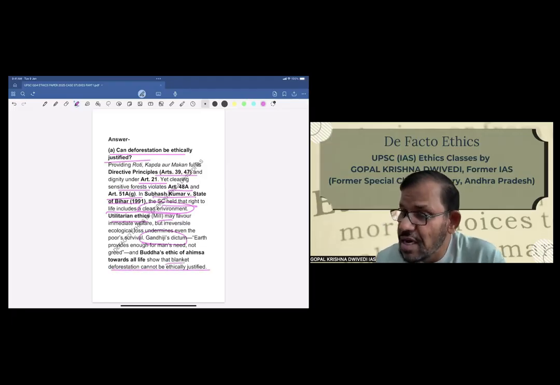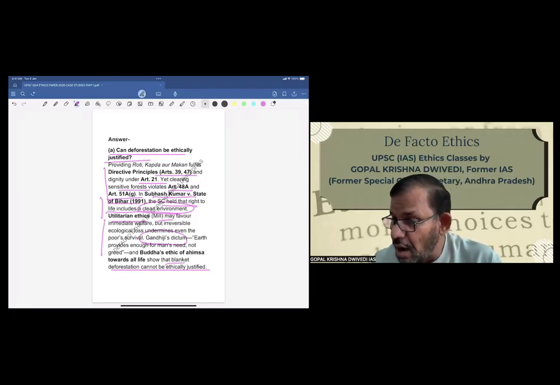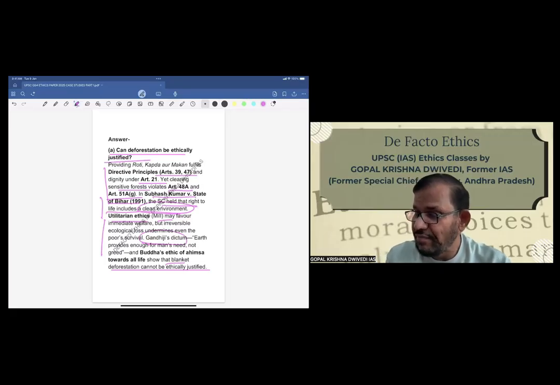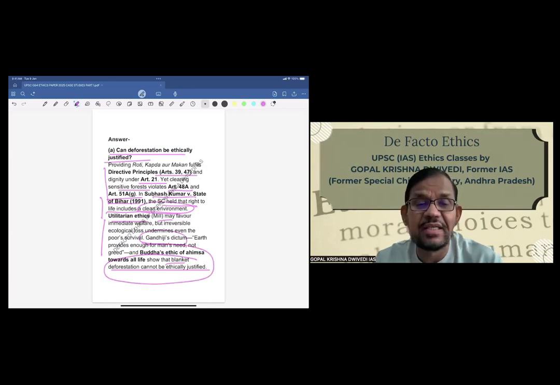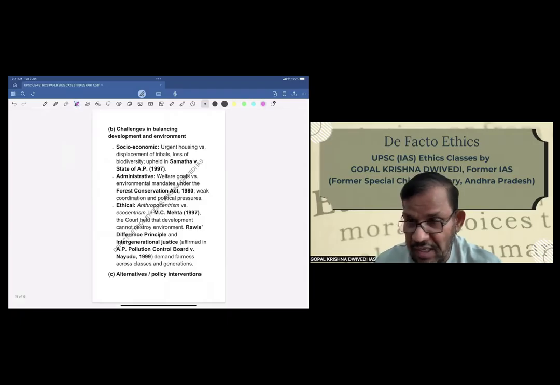So this is, see, now various constitutional provisions, Supreme Court cases, and ethical theories. After quoting all this in a very balanced manner, the conclusion is that blanket deforestation cannot be ethically justified. So now this completes part A of the question.